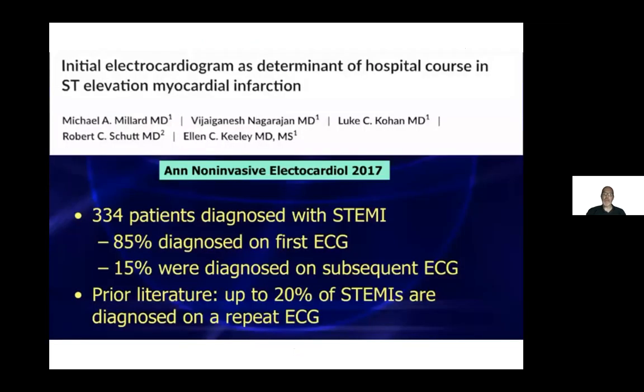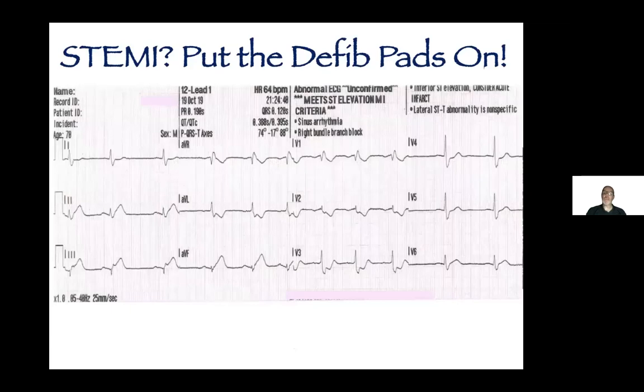Here was that study I was telling you about. There are others out there like it. In this cohort, 334 patients diagnosed with MI. 85% of those were diagnosed on the first tracing. 15% were not picked up until subsequent tracings, which means that we need to be getting serial EKGs.